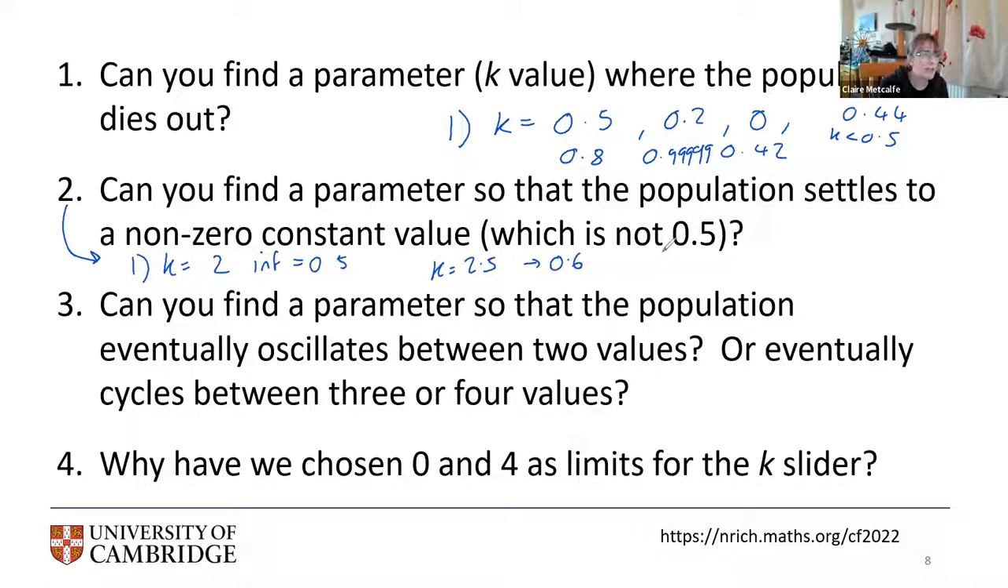Okay, we've got k equals 1.26, and that settles down to about 0.4-ish. k equals 1.8, and that settles down to 4/9. k equals 1.5, that settles down to 1/3. We'll look at that one in a second. Has anyone got any other answers to question two?